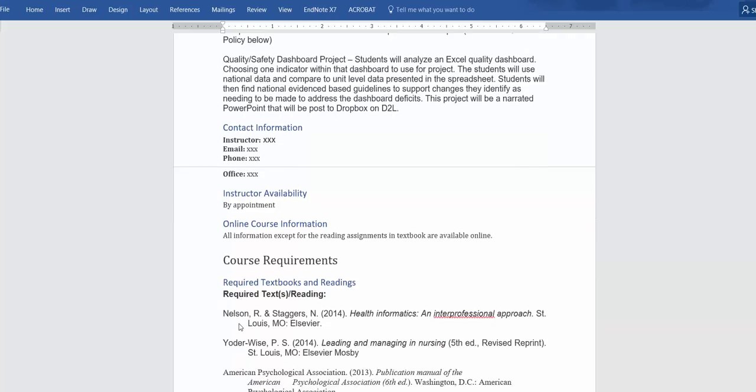The next part is your contact information, and that'll be your specific instructor. And so you'll need to go to your specific site and pull up the syllabus, and you'll find the name of your instructor, how to contact him by email and by phone, and then what the office is. And then there'll also be instructor availability.